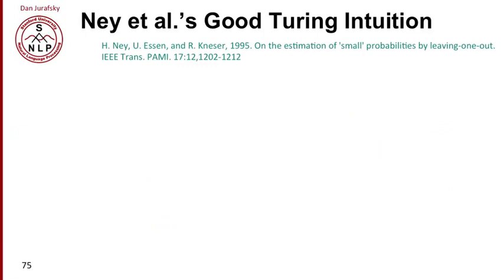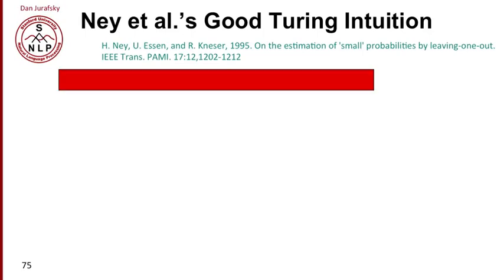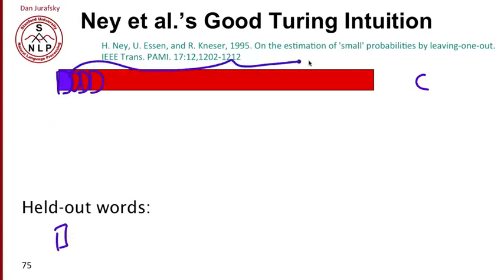Let's look at the nice intuition for Good-Turing developed by Hermann Ney and his colleagues. Imagine the training set. This is of size C, and this will be a training set with words in it. Here's a word, here's another word, here's another word, here's another word. Now we're going to hold out words iteratively from this training set. Let's first take one word, that first word there, the blue word, and we'll just write it over here. So now we'll think about the training set without that word. That's got C minus 1 words, and this one held out word over here, the blue word.